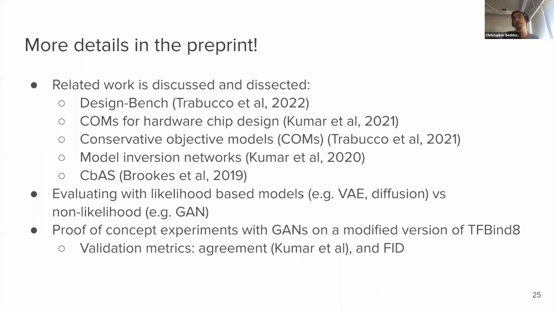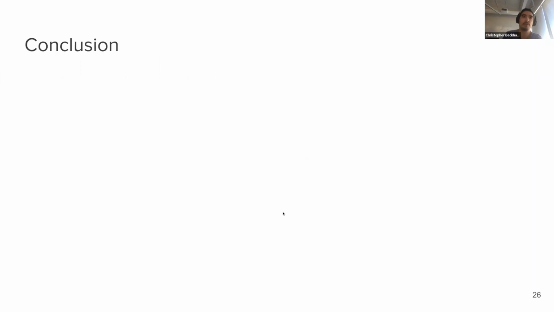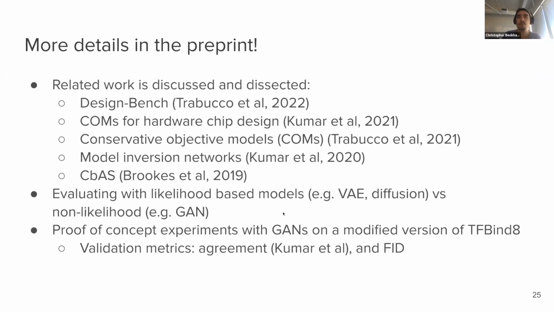If you're using likelihood-based models, well then, one easy metric is just to compute the likelihood on the validation set. But in the general case, if you're using a GAN, you're not going to be able to compute likelihoods. You're going to have to compute other things. So we did some proof of concept experiments on a modified version of this transcription factor binding data set. But really, there's a lot more work to do.